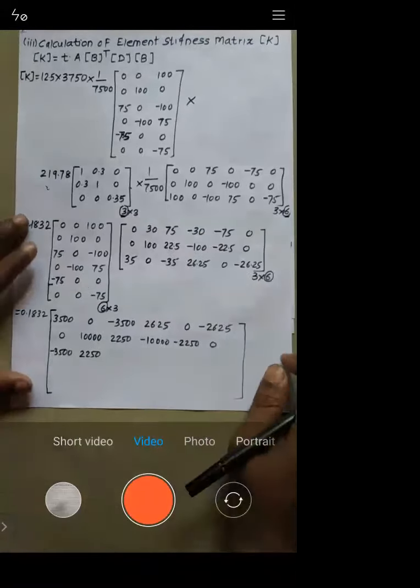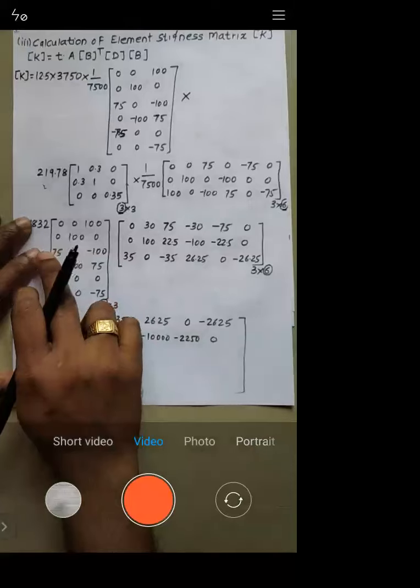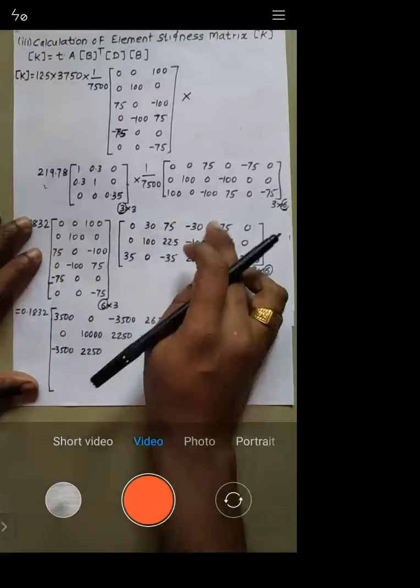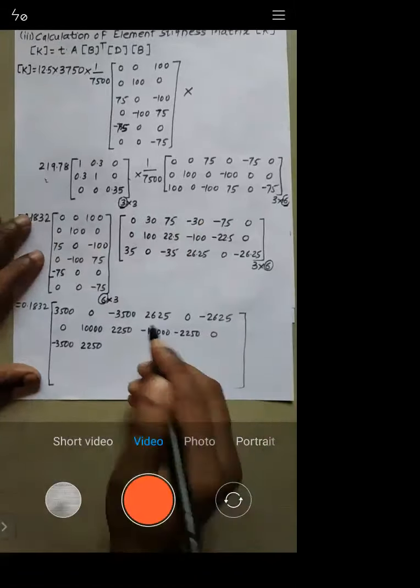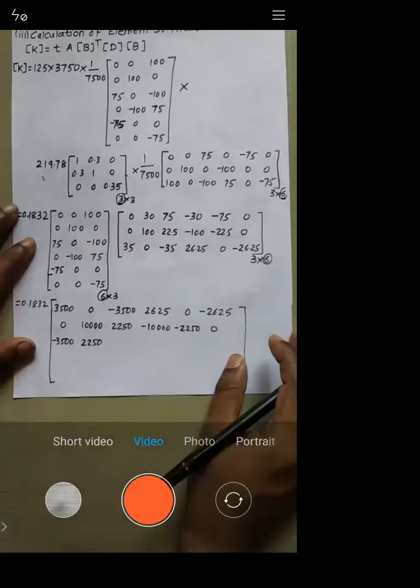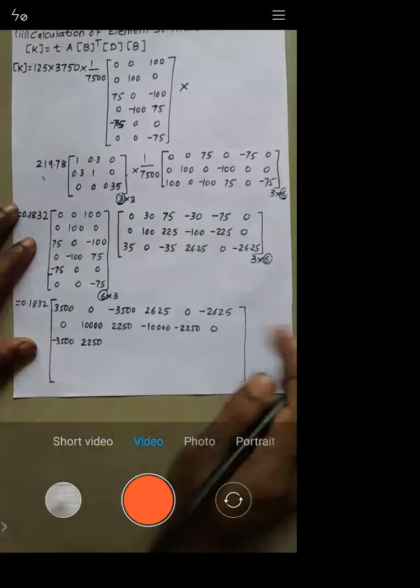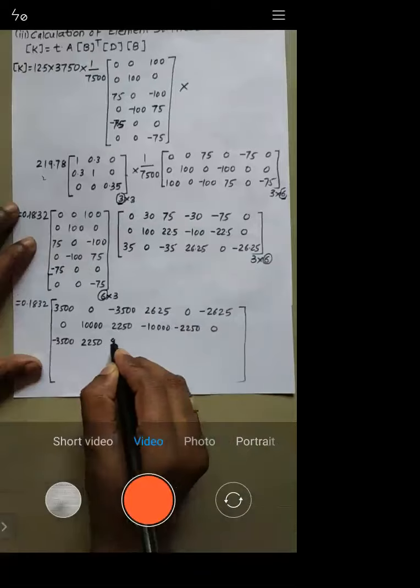Is it okay with this one? Can you do the rest of the calculations? All of you, can you do the rest of the calculation? Row into column, row into column, row into column. Okay. Is it okay with this one? Yes, sir. 9125. This is 9125.